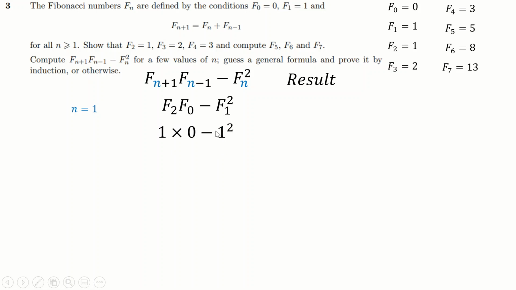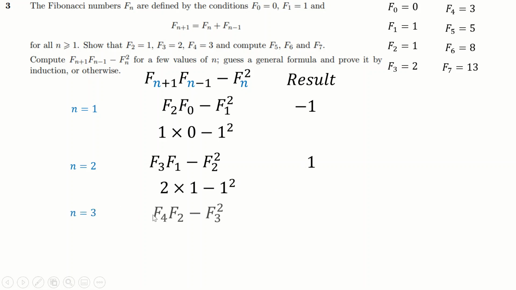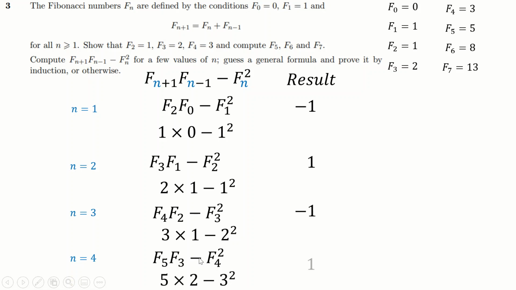Now, this isn't negative 1 all squared. This is just minus a 1 squared. 1 squared is 1, and then it's just minus 1. Okay, so that's minus 1. What about for n is 2? Well, again, just put n is 2 in here. You get f of 3, f of 1 minus f squared of 2. Again, read your table, 2 times 1 minus 1 squared, and that turns out to be 1, I think. N is 3, same kind of idea, put your things in, check my maths here, but I think I get minus 1. And n is 4, again, same idea, check my maths, I think I get 1.